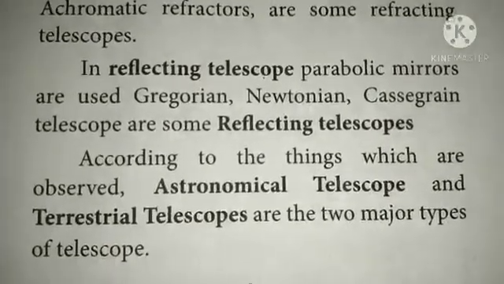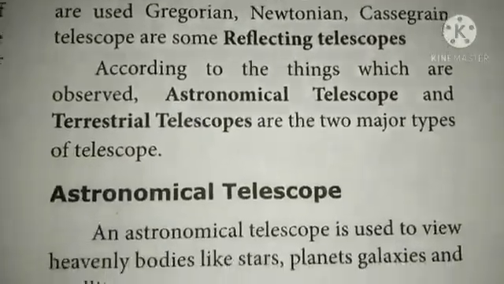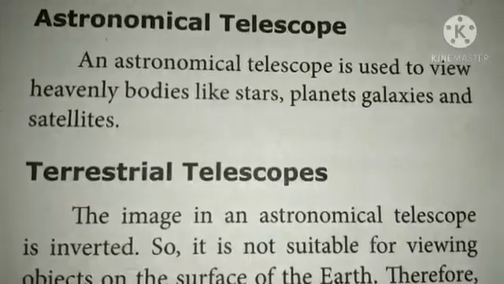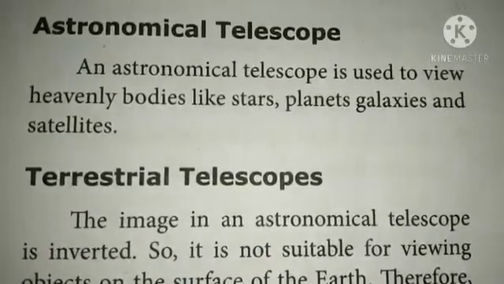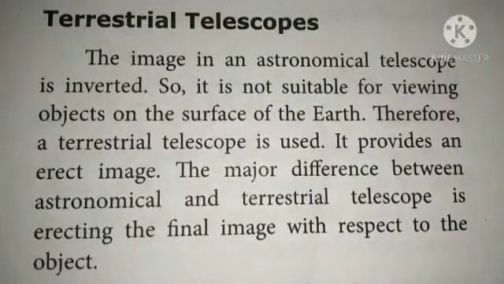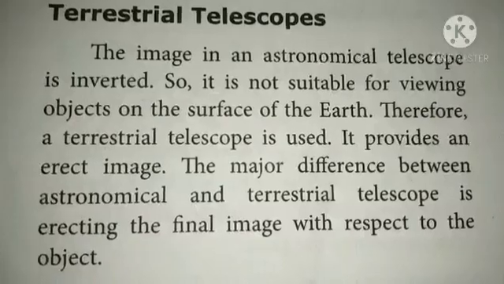Based on observations, it is divided into two more types: astronomical telescope and terrestrial telescope. An astronomical telescope is used to view heavenly bodies like stars, planets, galaxies, and satellites. Terrestrial telescopes. The image in an astronomical telescope is inverted, so it is not suitable for viewing objects on the surface of the earth. Therefore, a terrestrial telescope is used. It provides an erect image. The major difference between astronomical and terrestrial telescope is erecting the final image with respect to the object.